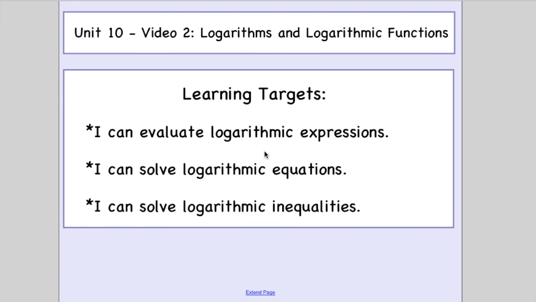Hello class and welcome to Unit 10 Video 2. Today we're going to go ahead and look at logarithms and logarithmic functions. Your learning targets are that you can evaluate logarithmic expressions, and you can solve log equations and inequalities.